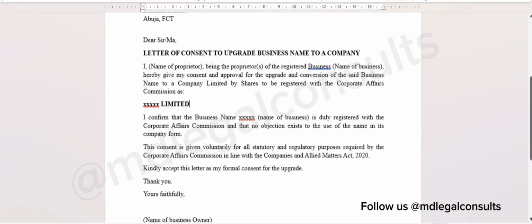So this statement is just to make sure that whatever procedure you are making, for applying for this process, is in line with the Companies and Allied Matters Act 2020. It's also in line with the step down principles under the Corporate Affairs Commission. So we include this paragraph as well for compliance purposes. Then the next is kindly accept this letter as my formal consent for the upgrade. Thank you, and yours faithfully.